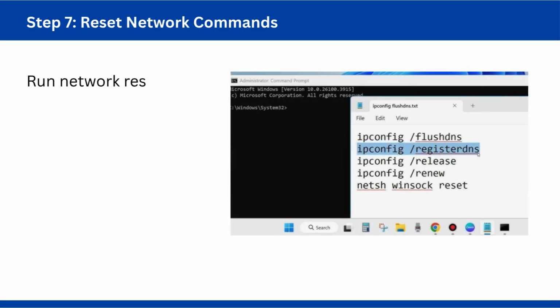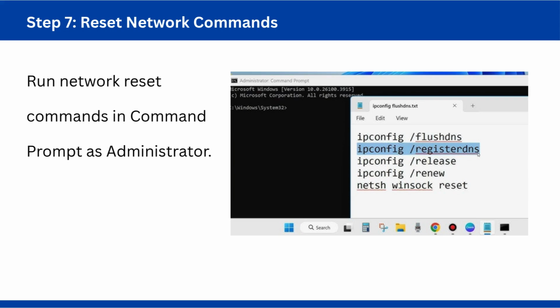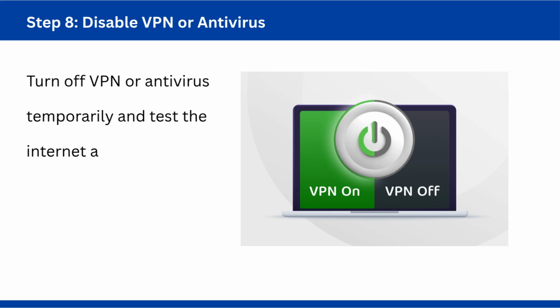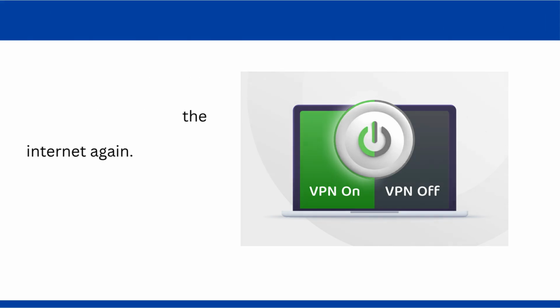Step 7. Reset network commands. Run network reset commands in command prompt as administrator. Step 8. Disable VPN or antivirus. Turn off VPN or antivirus temporarily and test the internet again.